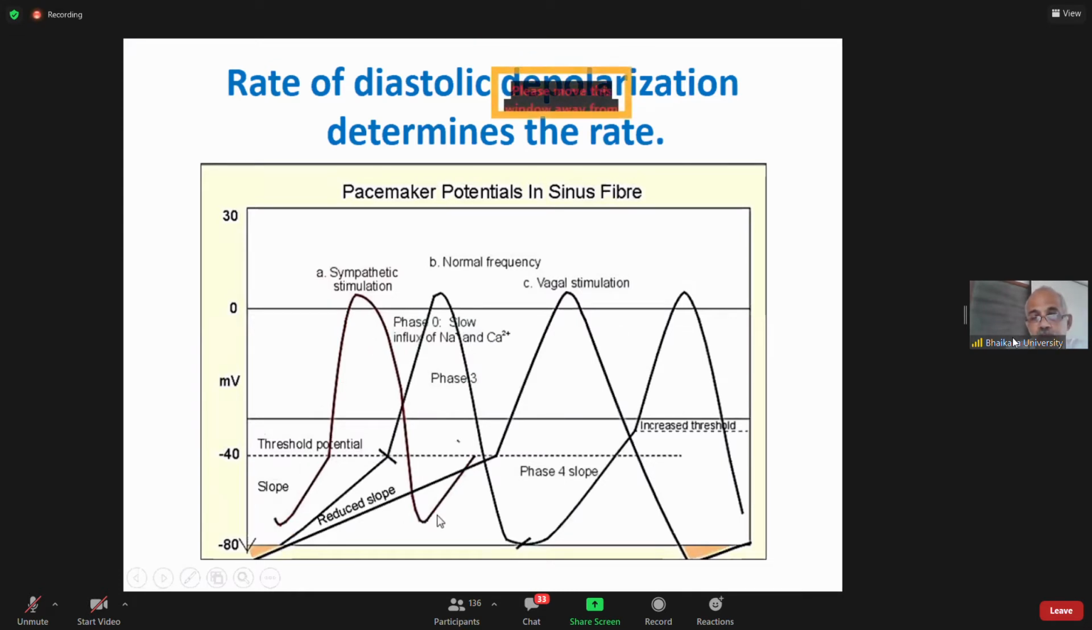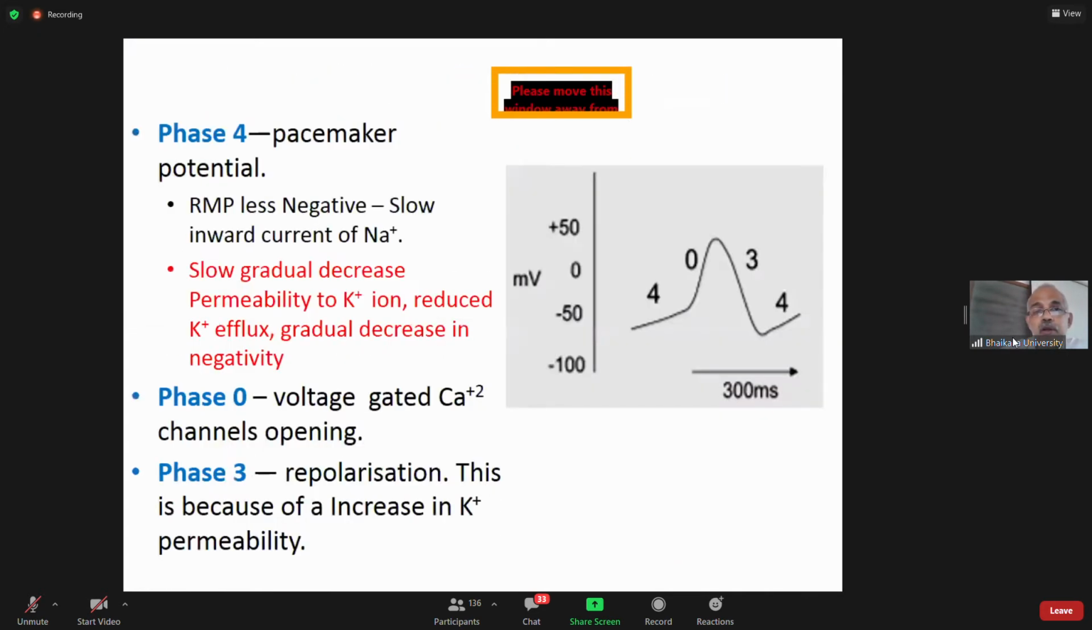Sympathetic stimulation, the rate will increase. Increase in temperature: if you have fever, your heart rate is high, because the slope will increase, so the rate will increase. With sympathetic stimulation, the slope will become steep and the rate will be fast. If the slope is reduced, vagal stimulation is inhibitory, the rate will reduce. So the rate of impulse generation reduces, the slope reduces, and the heart rate will reduce.